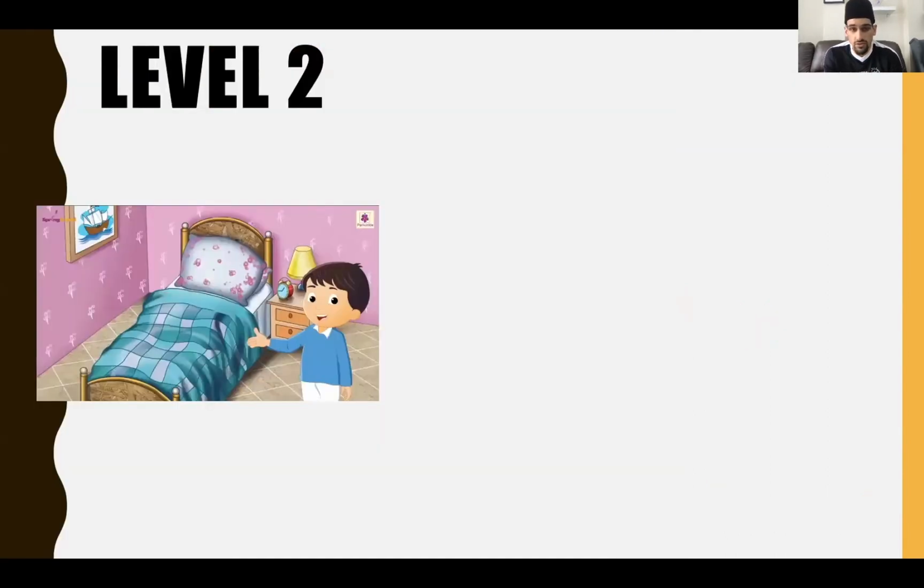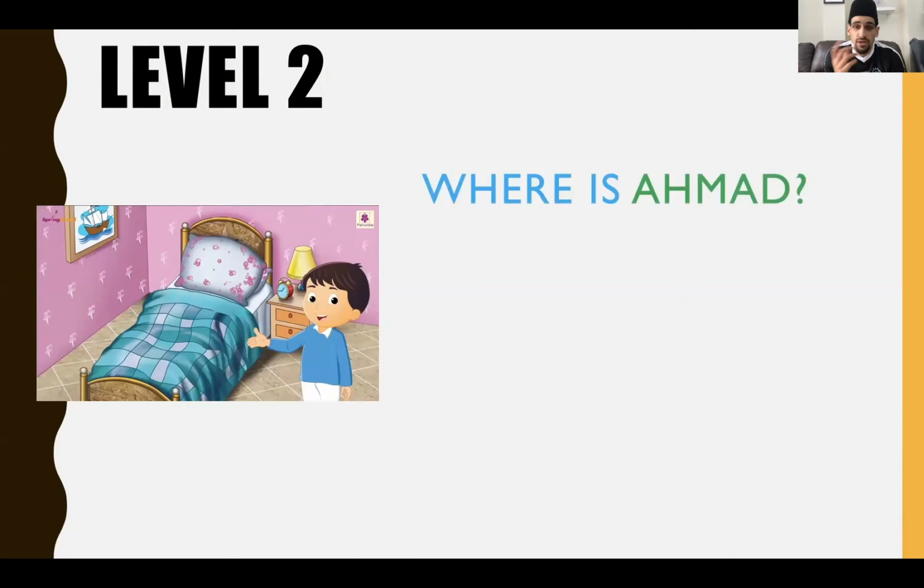So now we'll go to level 2, and we'll try to challenge ourselves and see if we can put the words that we know from before together and make a good sentence. So let's practice saying this. Aina Ahmed? Where is Ahmed?